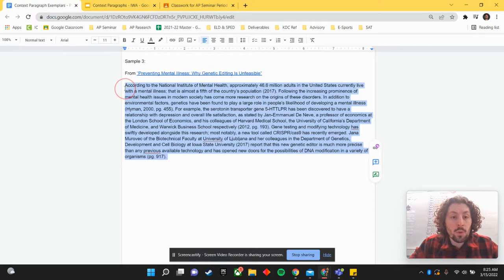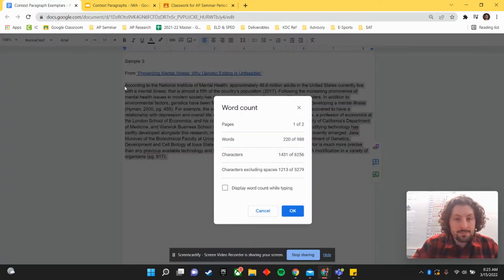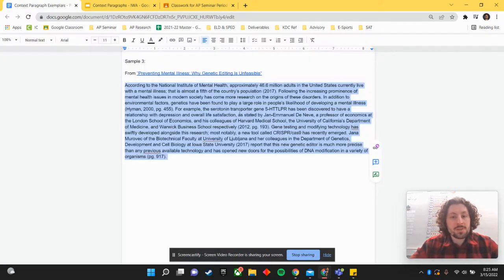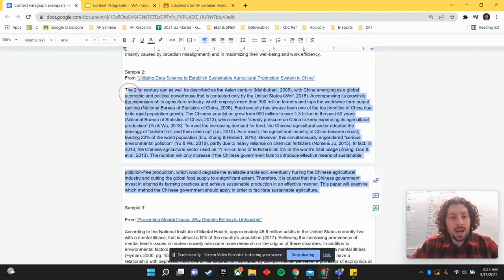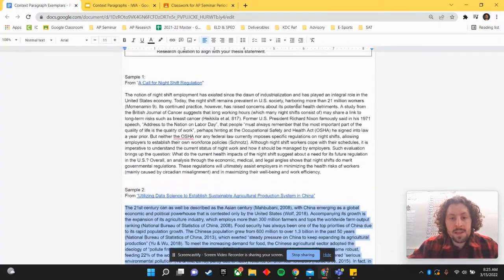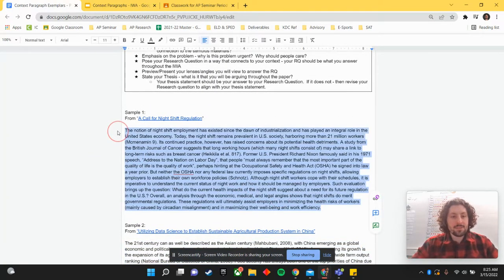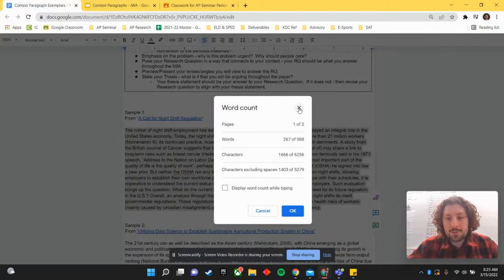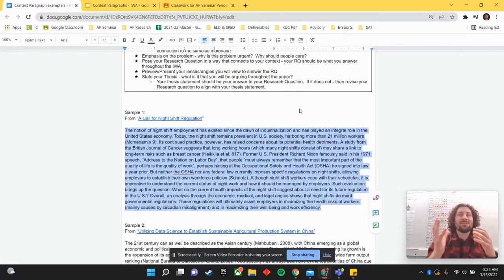Now, if you're looking for a word count on introduction, this one is around 220 words. This example here is around 292 words. And then lastly, the example that we looked at together in class is around 267 words. So anywhere between like 200 and like 350 words would be what I would shoot for our introduction paragraphs.